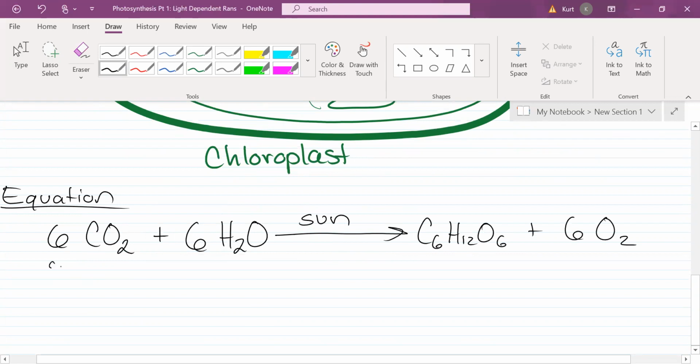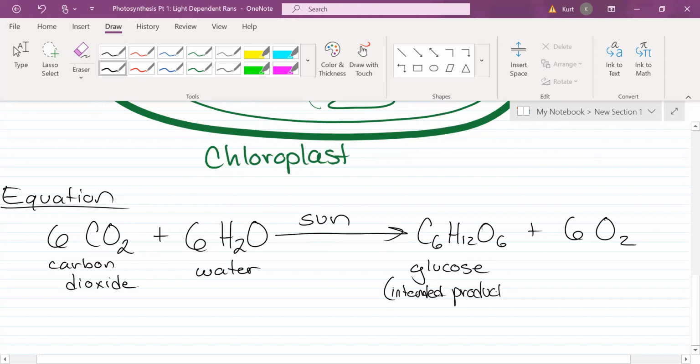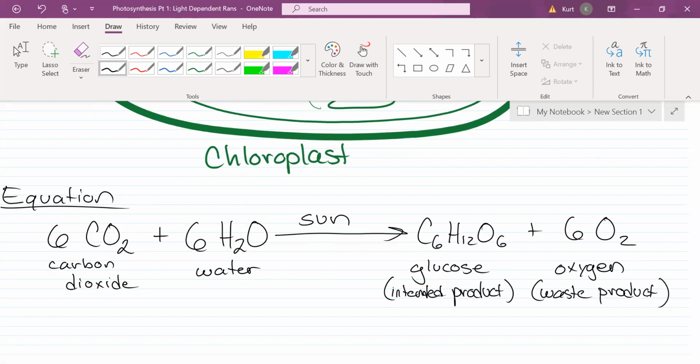So CO2 is carbon dioxide. H2O is water. C6H12O6 is glucose. Glucose is the intended product. And oxygen is a waste product. Now, plants do have mitochondria. They do go through cell respiration, but a lot of CO2 is just considered waste, and it is released through the stomata and into the atmosphere for us, heterotrophs.